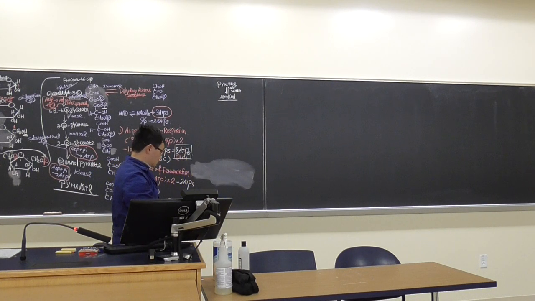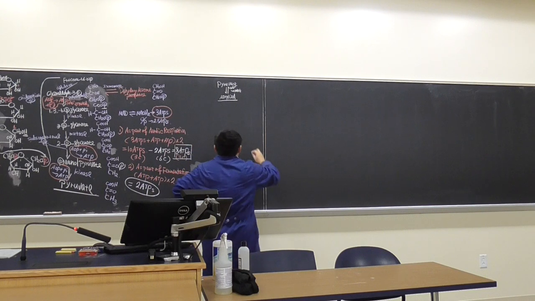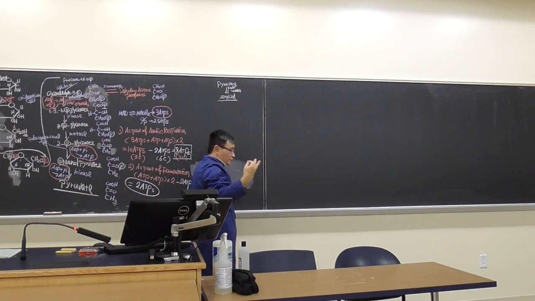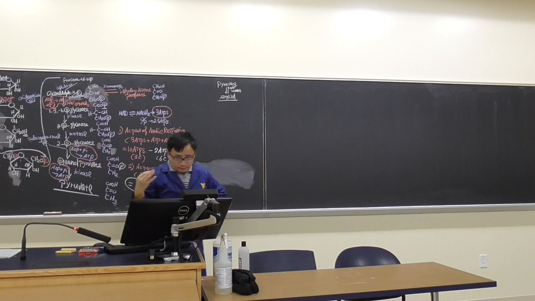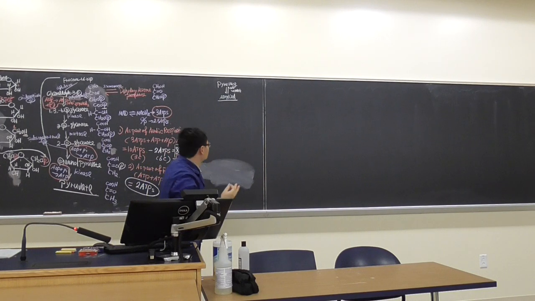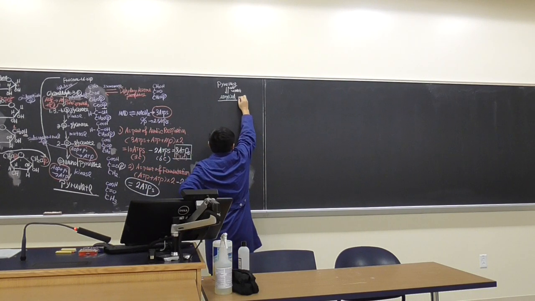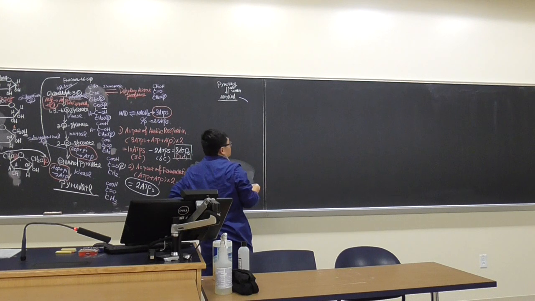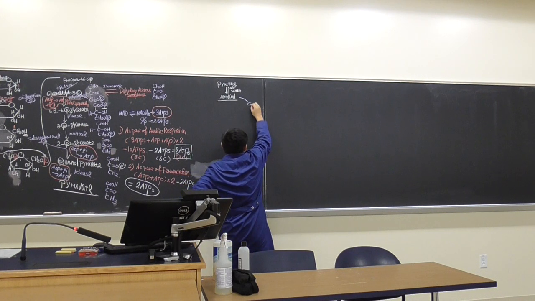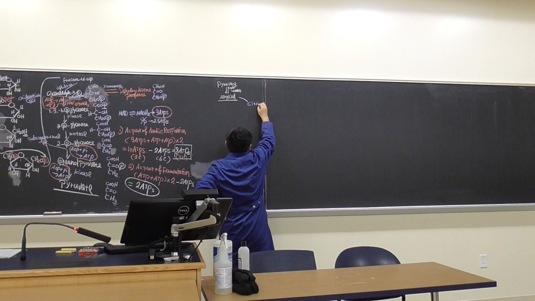Okay, so we're going to draw this cycle. There is a little bit of a difference I want to mention regarding the bacteria and the eukaryotes. So first of all, since we talk about citric acid, of course there's a product that comes out called citric acid.